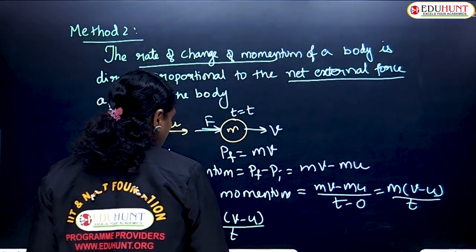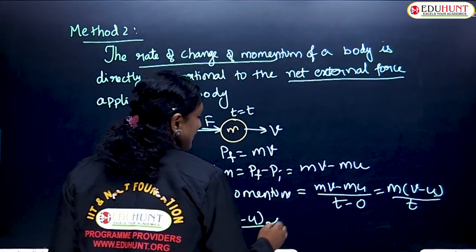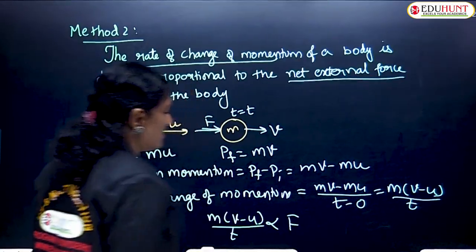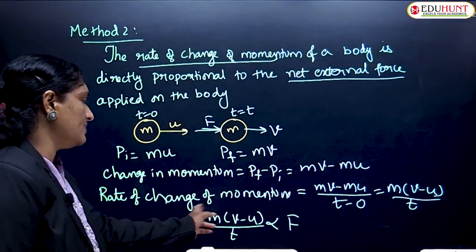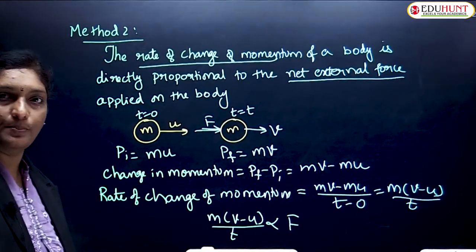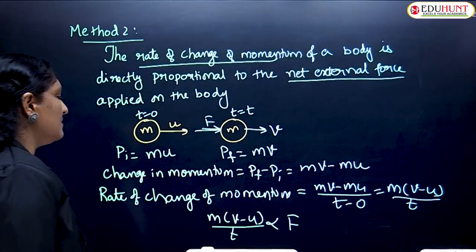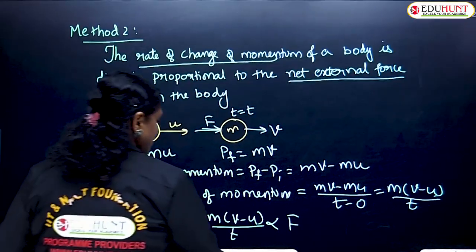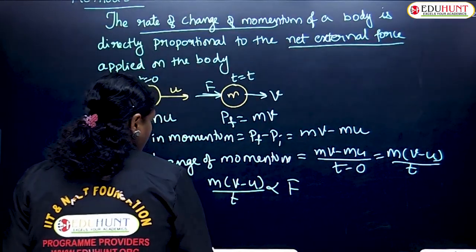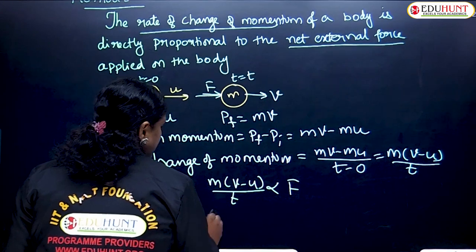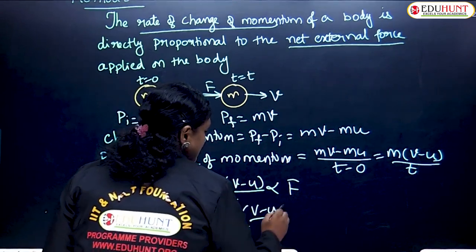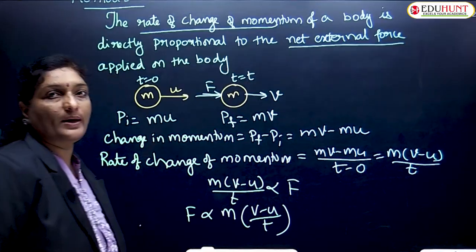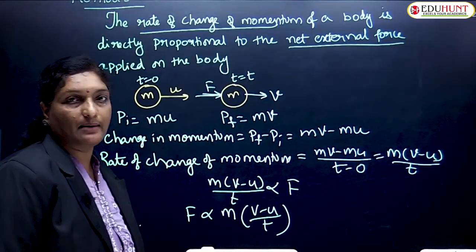The rate of change of momentum is directly proportional to the net external force applied, that is F proportional to m into v minus u by t. Children, what do you mean by v minus u by t? Change in velocity by time taken.